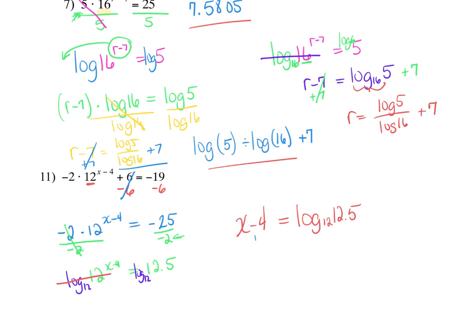And then I'm going to add 4 to both sides. And in your calculator, again, you can use change of base here. You can say log of my big number that I was trying to find originally over log of my base, plus 4. And that will give me my answer of 5.0164.